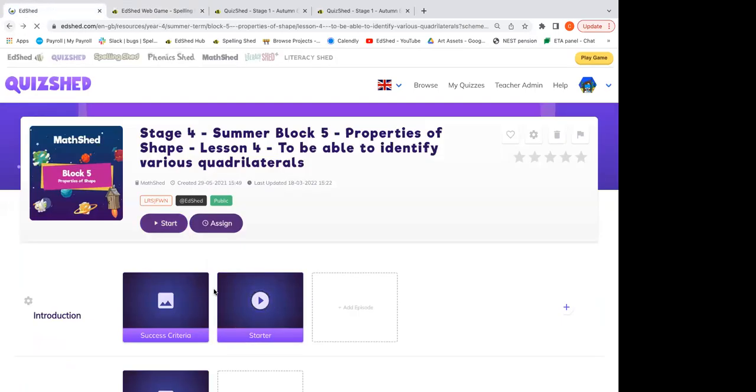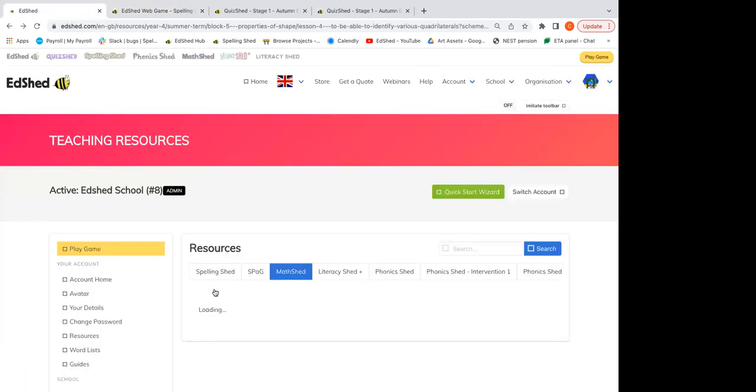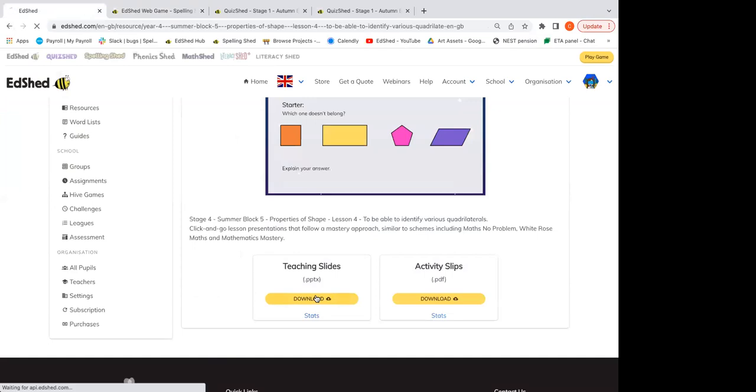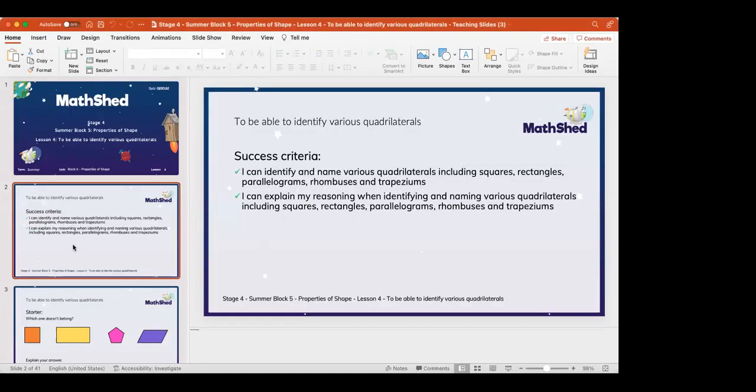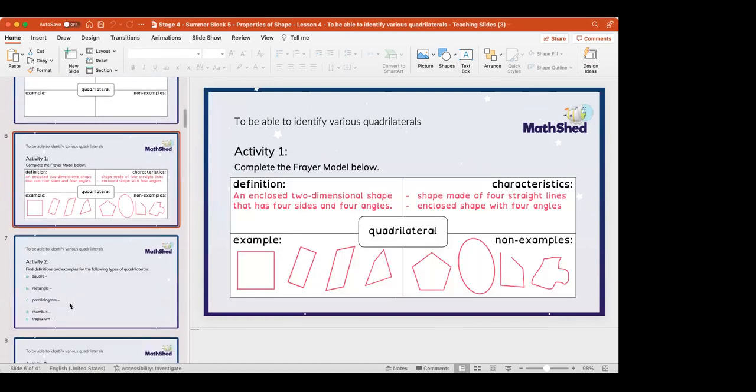If we just have a look at the PowerPoint that goes with this one, and then I'll show you what it looks like when we allocate work to a child. Okay, so if I just show you here and just go through quickly, you can see the Frayer model, what that might look like filled in.